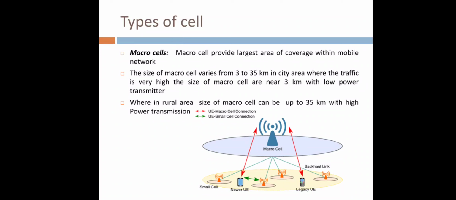Types of cells. Macro cell. A macro cell provides the largest area of coverage within the mobile network. The size of a macro cell varies from 3 to 35 kilometers. In a city area where the traffic is very high, the size of the macro cell is near 3 kilometers with a low power transmitter. In a rural area, the size of the macro cell can be up to 35 kilometers with high power, because the number of subscribers is less.